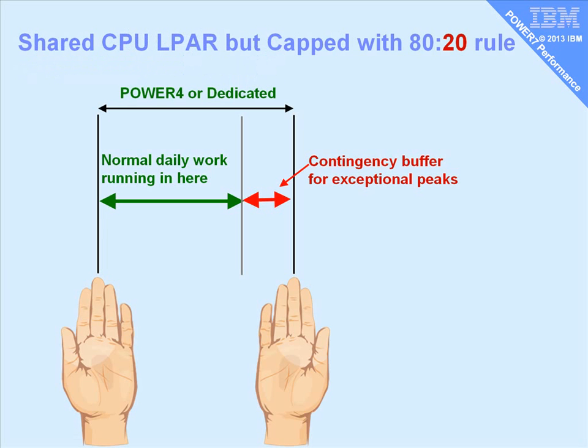If we're using shared CPUs but they're capped, again we've got a hard limit, and we should be using the entitlement to cover the bulk of the daily work, and then we have a little bit of contingency in here, and then the capped level so that it can't step over the top of that.